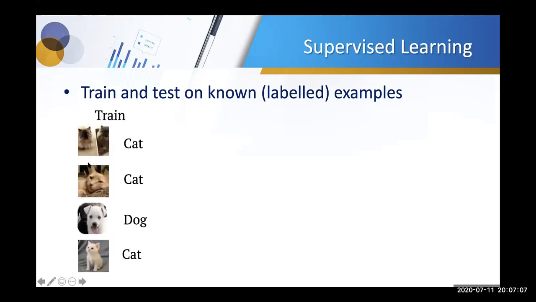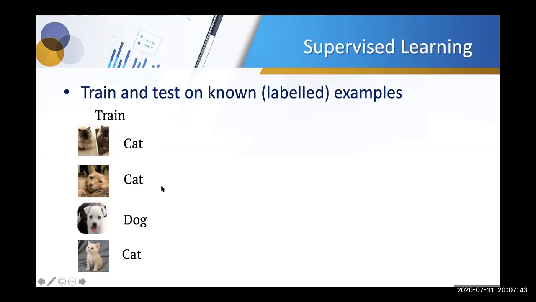we have data of pictures of cats and dogs. So we already have these pictures, and we know that this picture belongs to a cat, this picture belongs to a cat, this picture belongs to a dog, and this picture belongs to a cat. So this is the known part, or they call it the labeled data, because this is the data and this is a label. The label here in this example is cat, the second one is cat, dog, and cat.